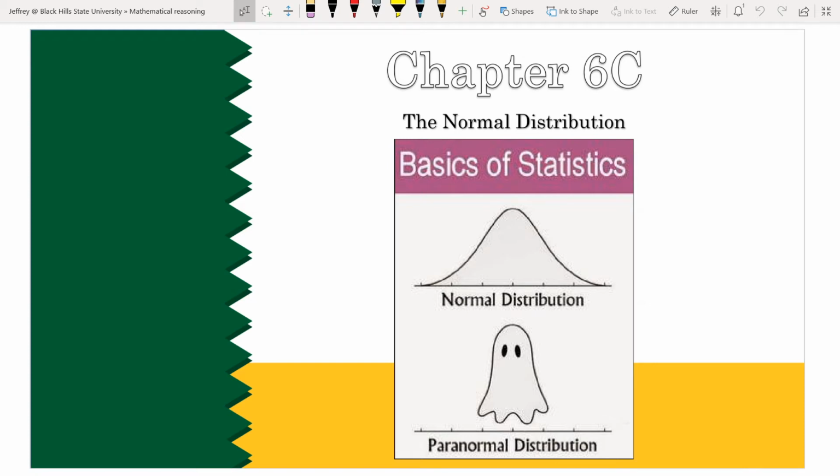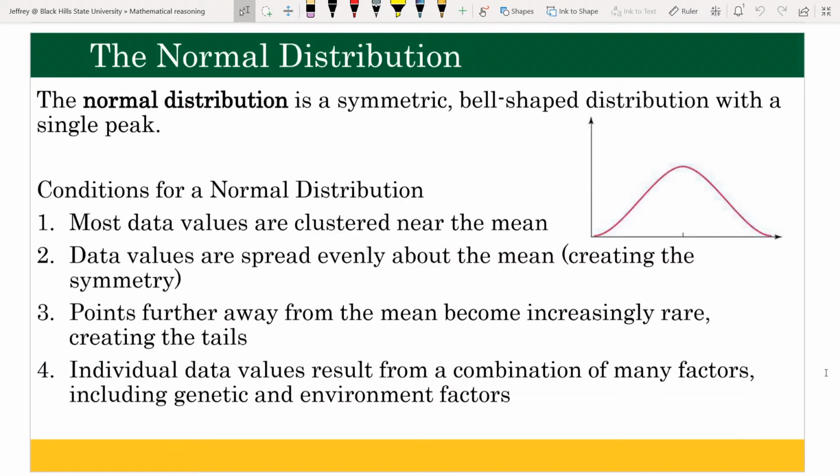Hello, and today we're going to talk about Chapter 6C, which goes over the normal distribution. So first of all, what is a normal distribution? The normal distribution is a symmetric bell-shaped distribution with a single peak. Or in other words, it's a unimodal symmetric curve.